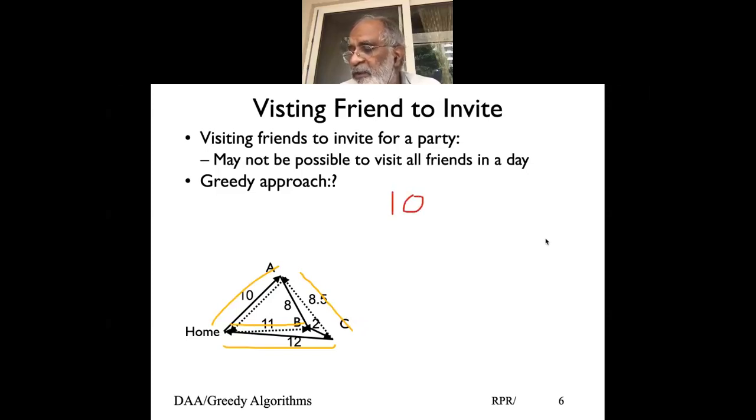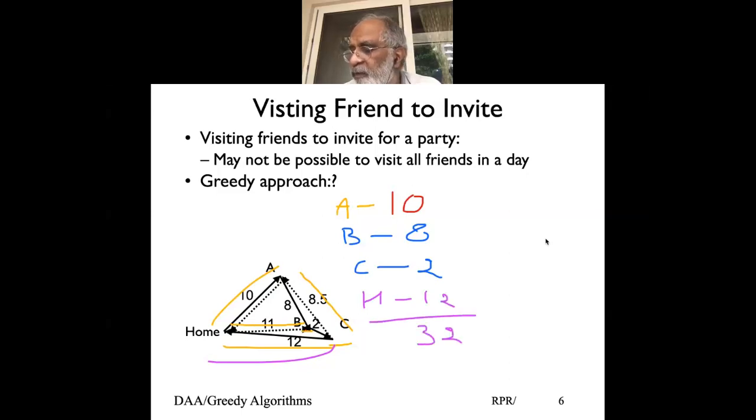From A, I see which is the nearest. B is 8 kilometers and C is 8.5. So first, from home, I go to A. Then from A, I go to B, which is 8 kilometers. From B, I go to C, which is 2 kilometers. And then from C, I need to go back home, which is 12 kilometers, and the total distance is 32 kilometers.